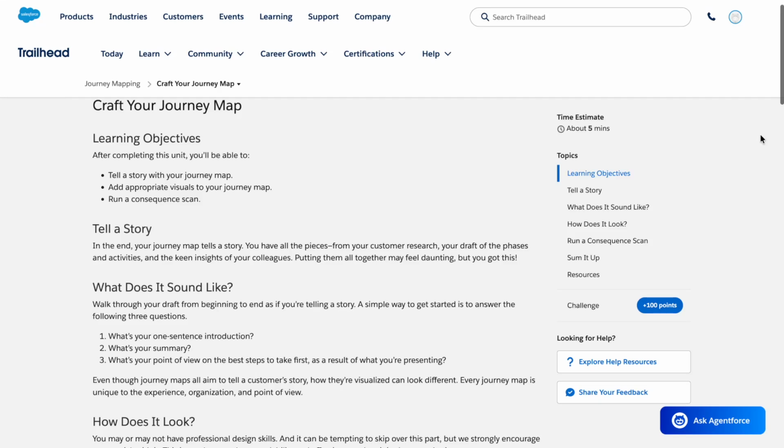Craft your journey map. Learning objectives. After completing this unit, you'll be able to tell a story with your journey map, add appropriate visuals to your journey map, run a consequence scan.